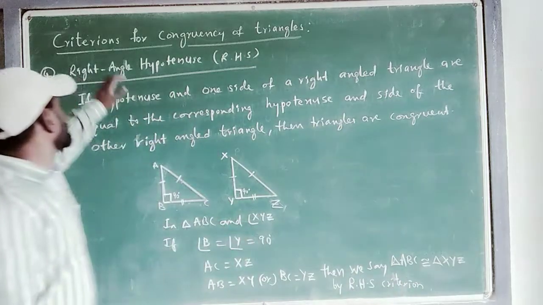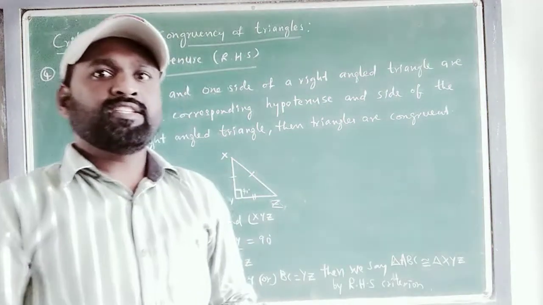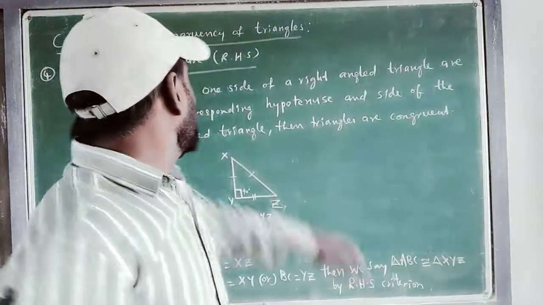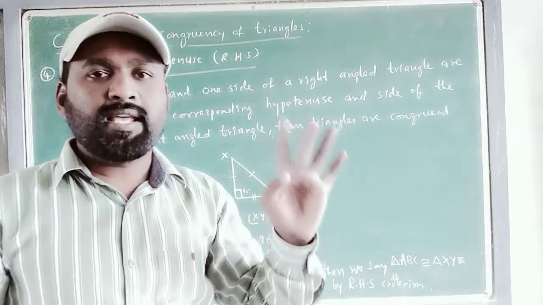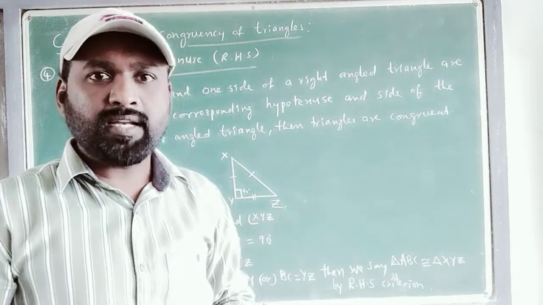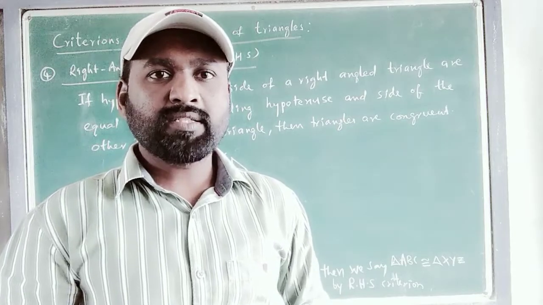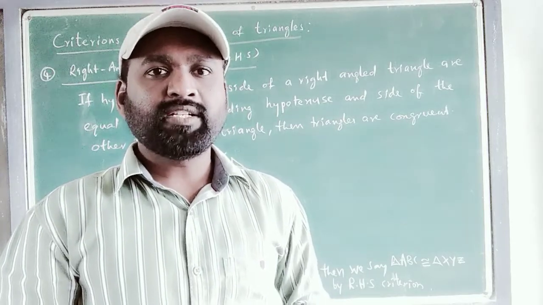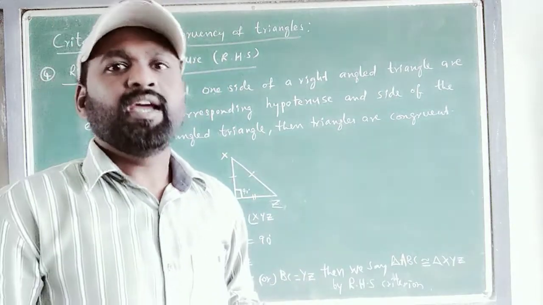Right? So this is our fourth criterion. In this chapter, congruency of triangles, what are the criterions we have? Four criterions: SSS, ASA, SAS, RHS. These are the four criteria for congruency of triangles. If you understand these four rules, the complete chapter is based on this only. Hope you all understood these four rules of congruency of triangles.